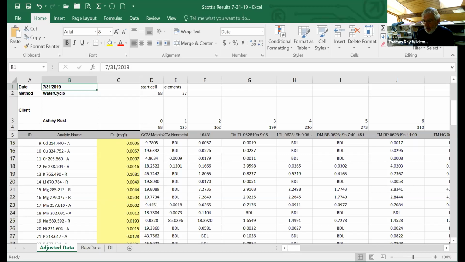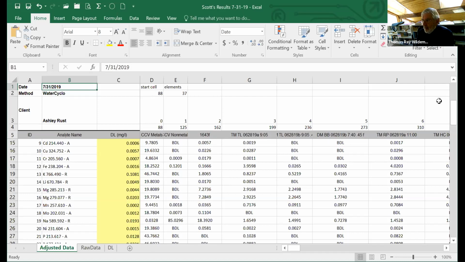Next, now you will see some standards here. You have CCV metals and CCV non-metals. We run these standards to see how things are going. I think in your case, they're going to be between 1 and 10 milligrams per liter for these metals and non-metals. You'll see that. And then the 1643 that we run is a sample that comes from the National Institute of Standards and Technology, so that we can use that to measure the accuracy of what we have as far as our samples are concerned.